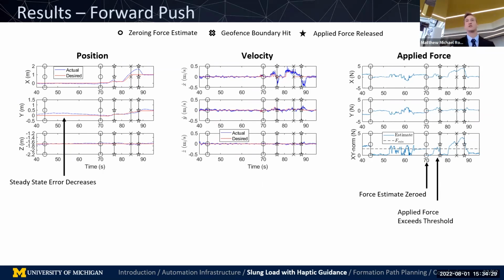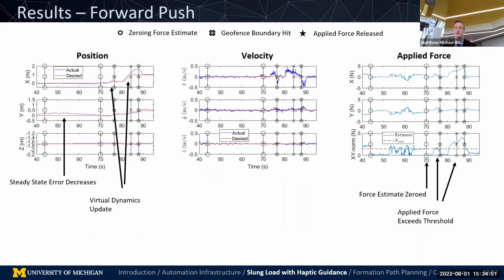This force exceeds the 2D norm. The 2D norm of the force exceeds the activation force threshold, which causes the admittance controller to update the set point in that direction. You can see that the controller also follows this and has a very small overshoot right around there, and the user releases it and it goes back to the set point. This happens again a few seconds later.